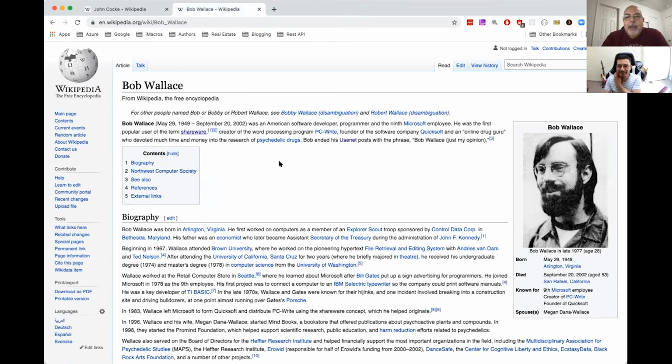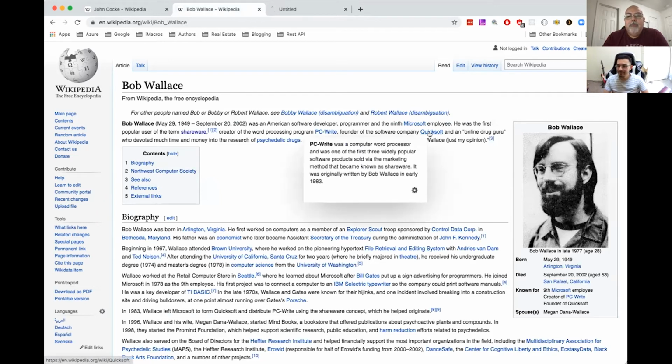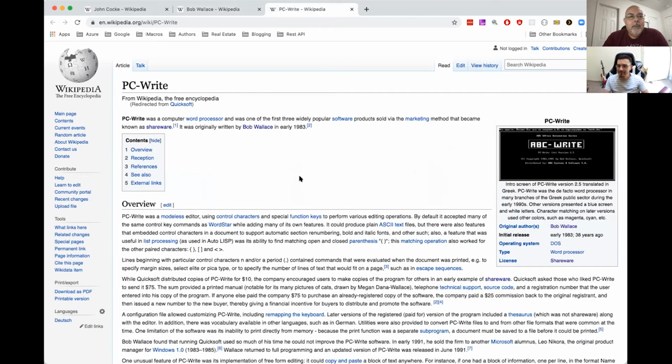Cool. But he was the founder of the company called Quicksoft, whose PC Write was a computer word processor, one of the first widely used software.